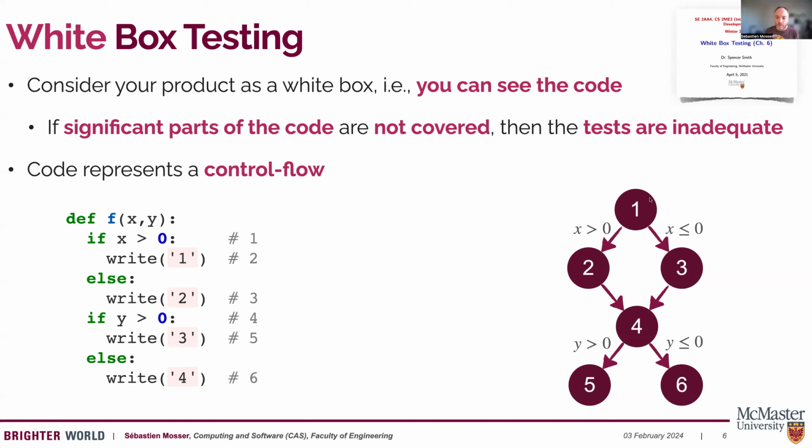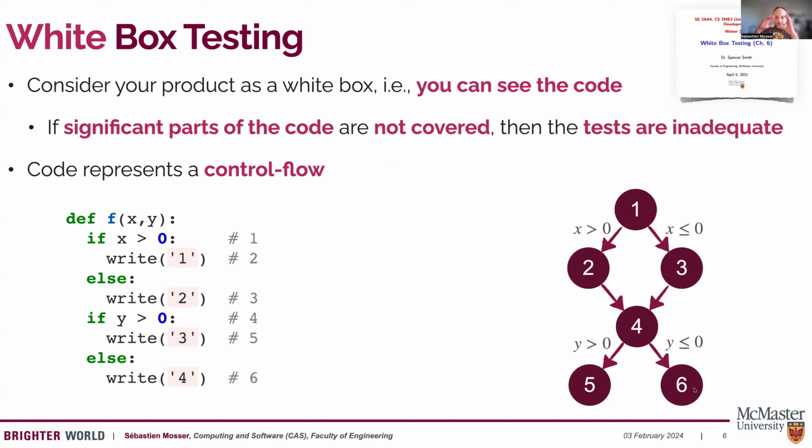Okay, I'm starting in state 1, which is basically just doing the test. Is x greater than 0 or not? If it's greater, I'm going to state 2, doing some stuff. If not, I'm going to state 3. I'm joining at step 4. Step 4 being my second test. Is y greater than 0? And if so, I'm going to 5, which is write 3. If not, I'm going to 6.